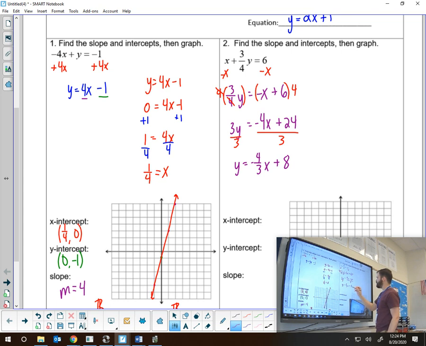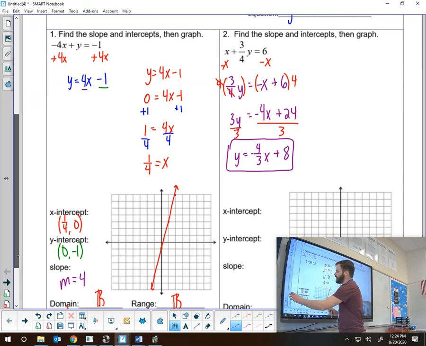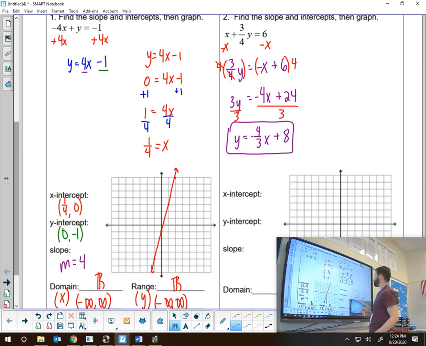So now here's my equation, right? And in that equation, I can find my y-intercept and my slope. What is my y-intercept? It is 8. So we're going to have a y-intercept at 0, 8. And my slope, what's my slope going to be? It's going to be the number that's being multiplied to x, which is negative 4/3.